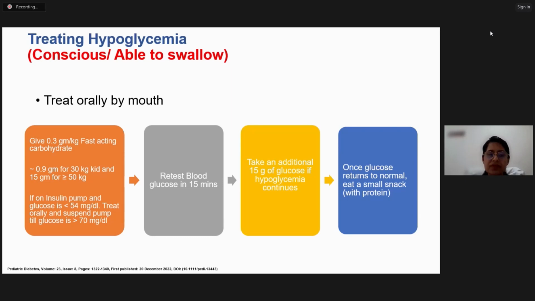Once the fast acting carbohydrate is consumed, they should be advised to rest for 15 minutes so that it can act. After 15 minutes, they should recheck the blood glucose level and see what the range is. If the blood glucose level is still low, they should retreat it. Once the blood glucose levels are settled, they should eat a snack containing 10 to 15 grams of carbohydrate along with protein so that the blood glucose levels do not drop further.